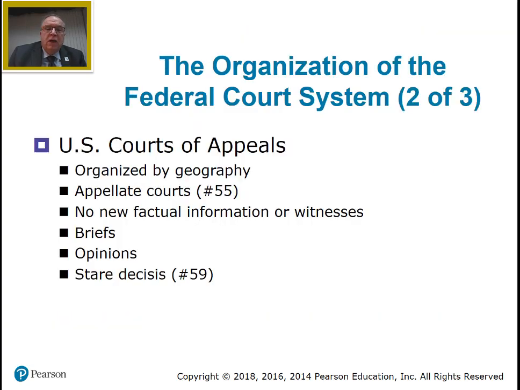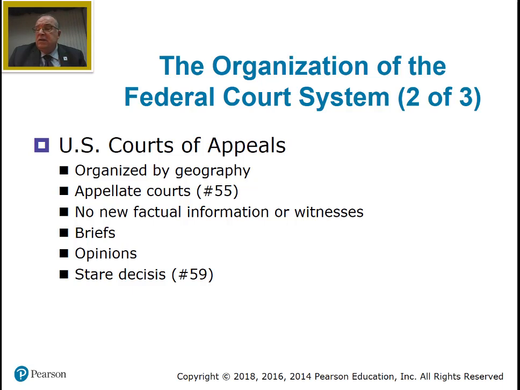So the U.S. Court of Appeals is organized by geography. We're in certain districts. I believe we're in the 6th district. I'll show you a map a little bit later. Here's the key part. A court of appeals does not retry a case. It simply looks at what facts have already been presented. No new facts, no new witnesses. They have briefs, they have opinions. This is all lawyers talking about procedure. Courts of appeals are procedural courts that decide whether the first court, the district court, did things well.